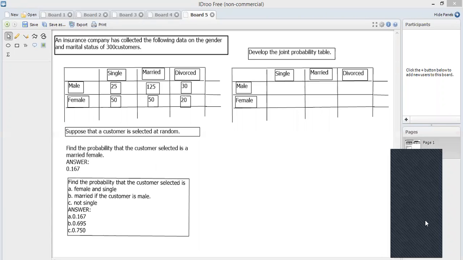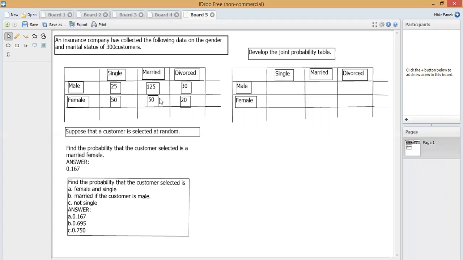We realize that for the single, there are 25 males and 50 females. For the married, there are 125 married men and 50 married females. The divorced, there are 30 male and 20 females. Meaning that for the total number of singles, it is 25 plus 50.